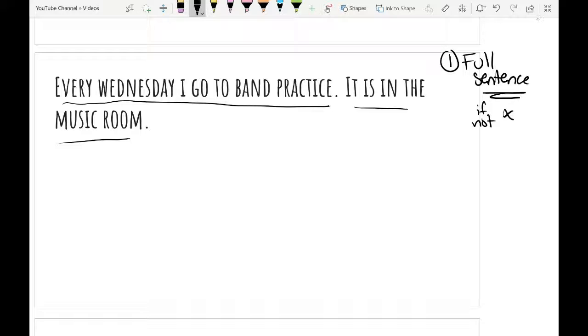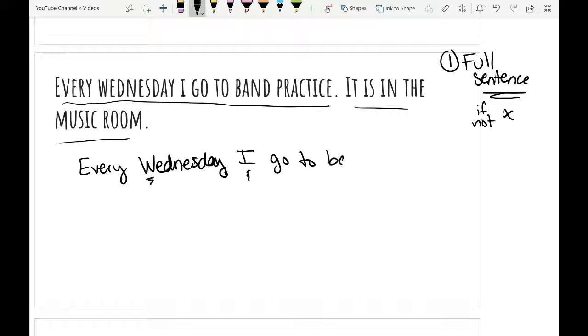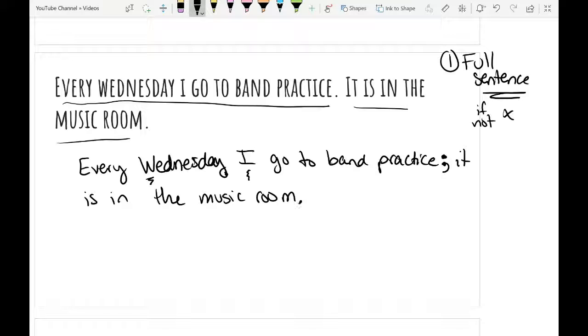Okay, so if I were to do this, and again I will write this all out. So every Wednesday, capitalizing Wednesday because that is a proper noun, so we need that capitalized. I, proper noun, go to band practice. Okay, this is where we put a semicolon. It is in the music room. Perfect, okay? So we have our full ideas. We combined it with the semicolon there instead of the period there.